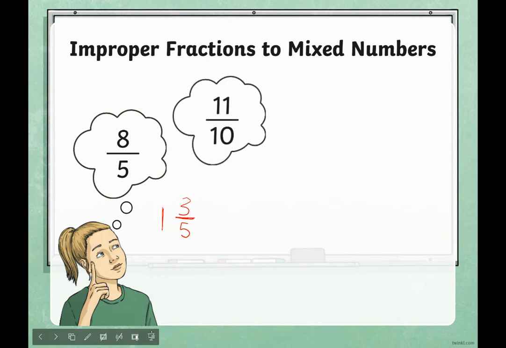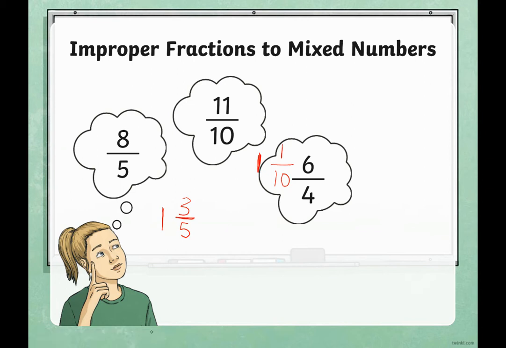With 11/10, we divide 11 by 10. Our denominator stays the same. 10 goes into 11 once, so we have this 1 here, and then we have a remainder of 1. Do another one here. Whoops. 6 divided by 4, so 4 goes into 6 once. Our 4 remains the same, and then we have 2 left over, 2 remainder.